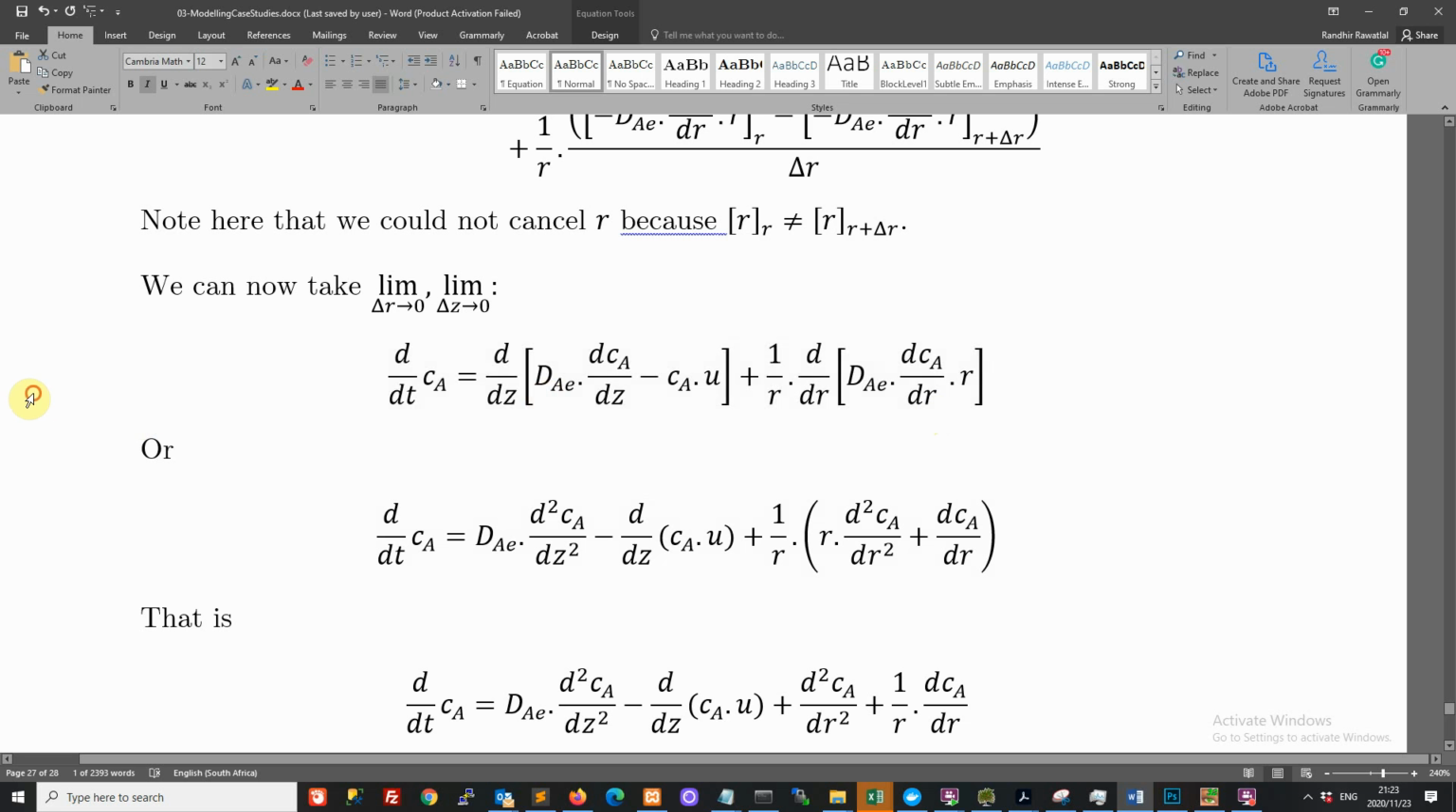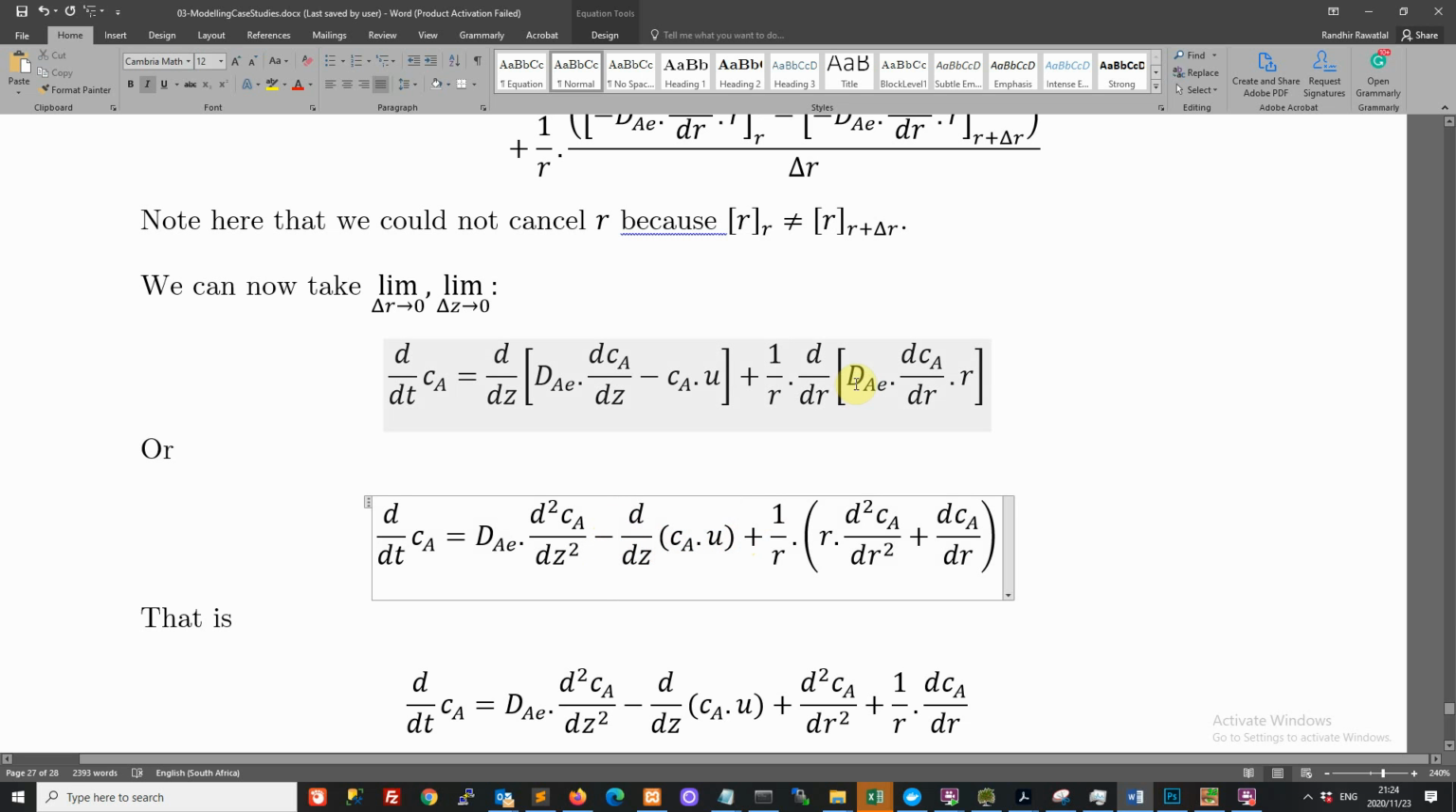We can expand this out if we want to, right? So you could say, well, I'm taking dAe as a constant, so I'm not concerned about gradients in this. So if I differentiate with respect to z, this is simply going to be dAe times d2ca dz squared. So that's there. And then we have this other term in here as well, so we need d/dz of ca times u. So we can leave it like this, or if we are not assuming u is changing with z, then you can take the u out as a constant also.